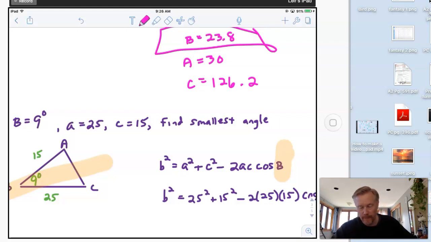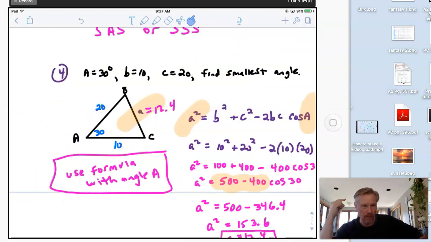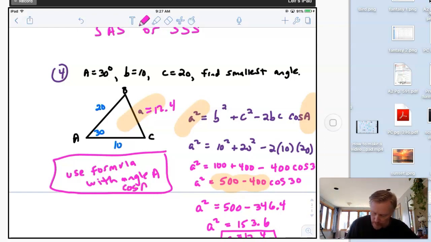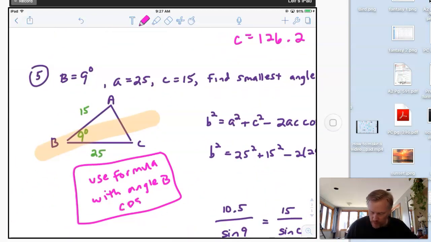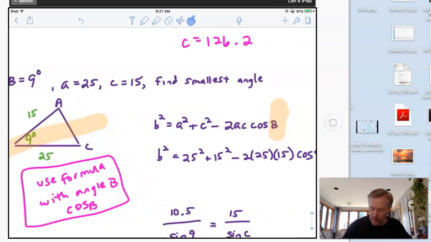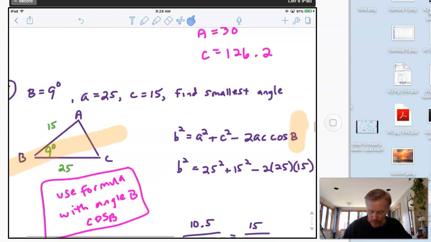Let me write that down. If I go back to the last problem, number 4, you'll see that I went for the formula with angle A in it, the cosine of A. Down here, number 5, I'm using angle B, the one with the cosine of B. That's how you choose which formula to use, which is an important thing. So that can be helpful. I'm using the one with angle B, which means I plug in the 9 degrees for B. I got confused for a moment.